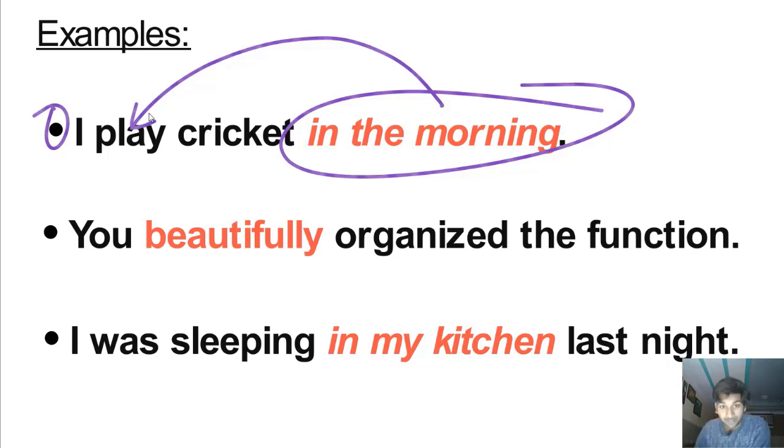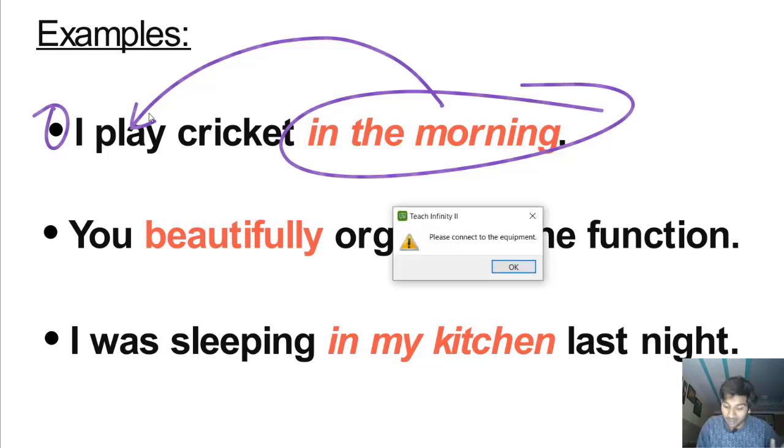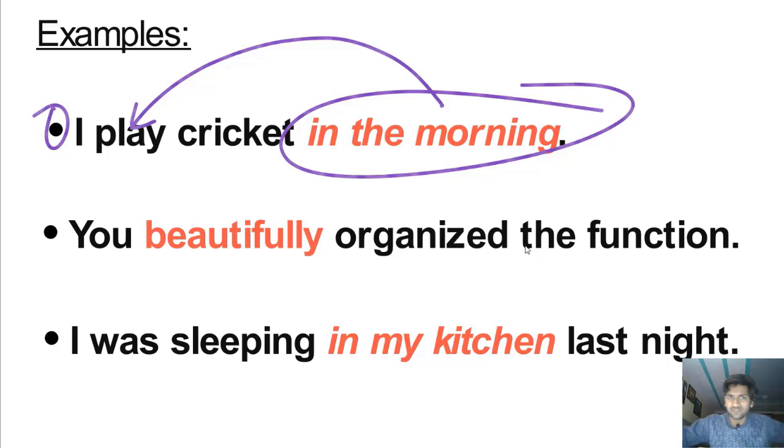I play cricket here. I play cricket once in a while. All right, I can give different types of information about the verb play, but all these pieces of information are adjuncts to the sentence. That means extra, non-essential to the sentence.